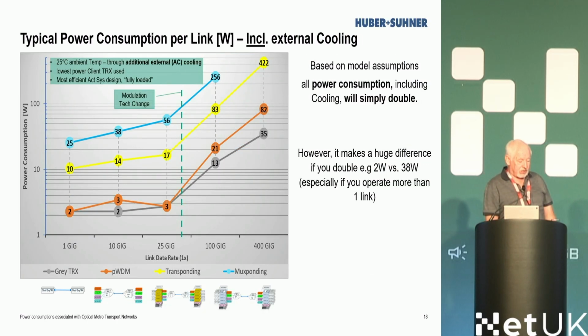This slide is the same information, but now adding some sort of cooling or air conditioning, and we've more or less doubled the figures. So for a passive WDM solution, at 10 gig, it uses approximately 3 watts, same as 25 gig. Again, we've got that dotted line where we start going into the coherent optics, where we increase the power significantly. And again, you have a huge increase in power usage if you start using either a muxponding or a transponding solution.